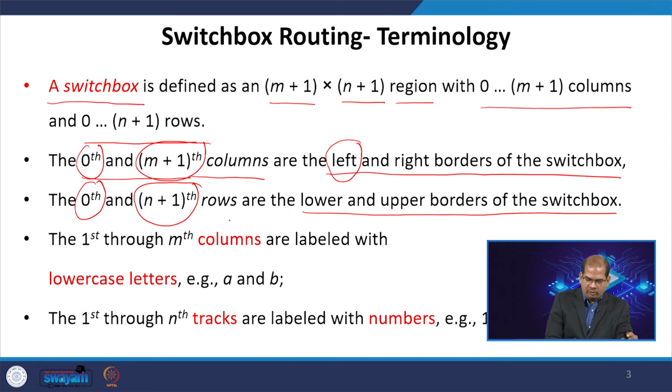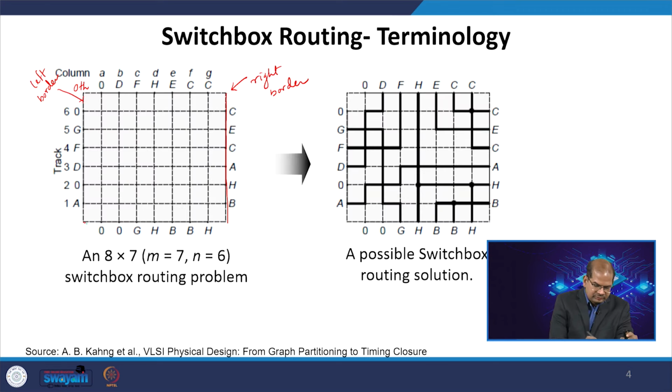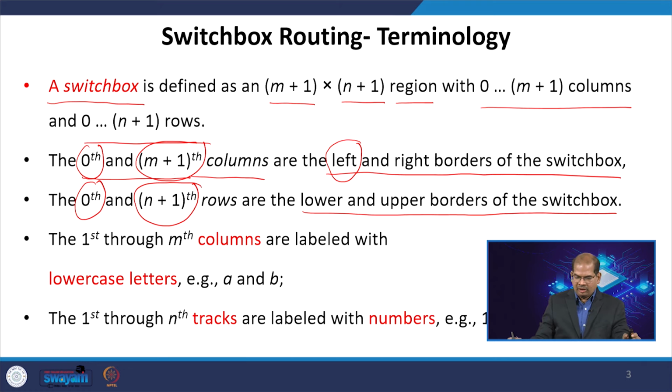Now, this is related to columns. The 0th row is the lower one, so this is the 0th row, that is your bottom. Similarly, this one is the n plus 1 row, which is basically your top boundary, the upper boundary. Now, it is very clear.